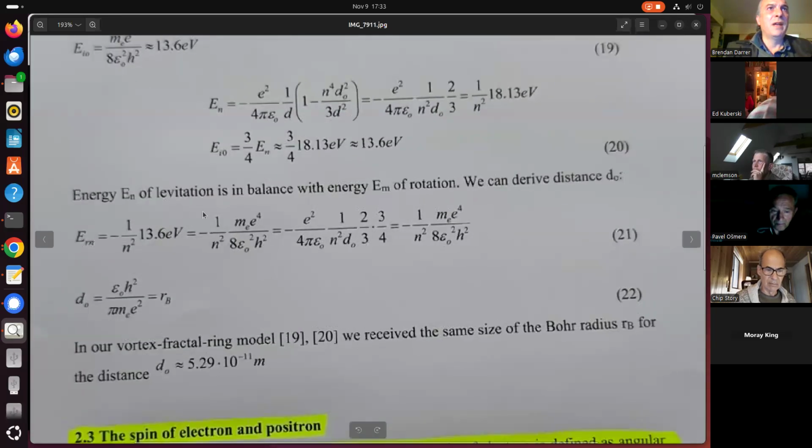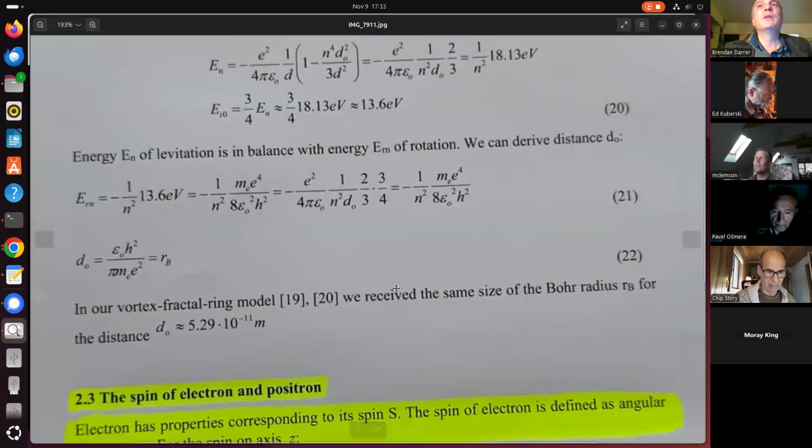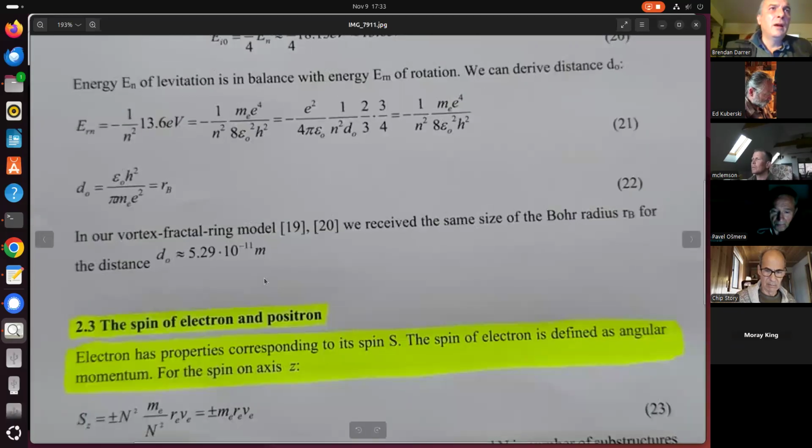Energy En of levitation is in balance with energy Em of rotation. We can derive the distance dO as equation 21, and then we get equation 22. In our vortex fractal ring model, we receive the same size of the Bohr radius, RB, for that distance dO, which is approximately equal to blah, blah, blah.